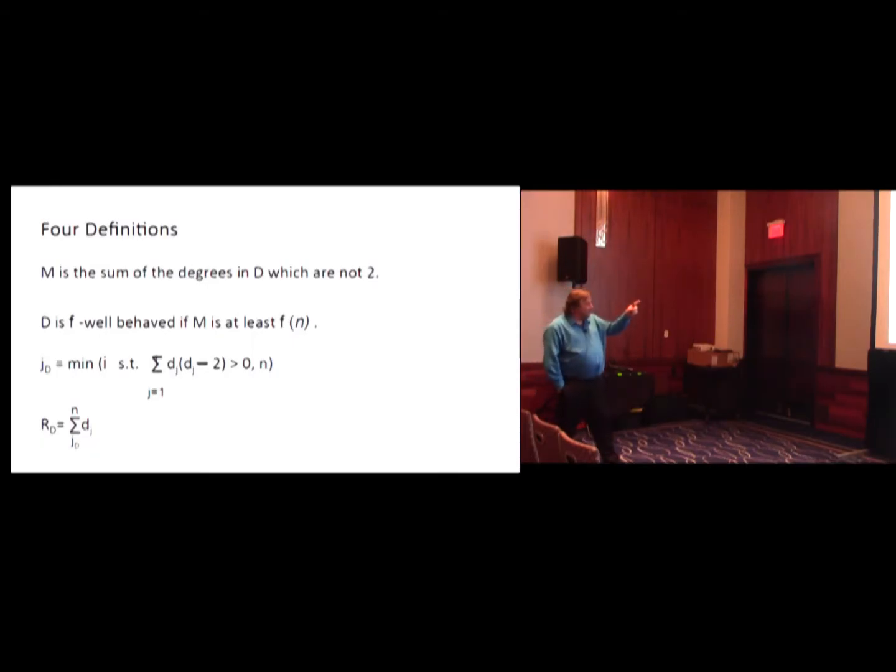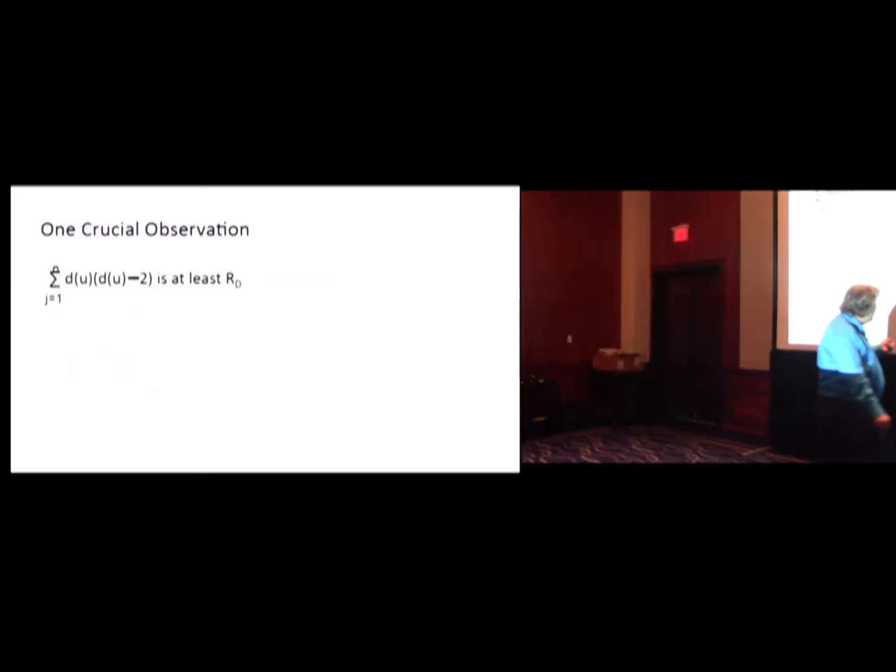And now we take the value di minus 2, and we sum it until it's 0. And then after that, instead of summing di minus 2, we just sum the degrees. So we look at jd, the first J where this sum is greater than zero, and then the thing that we're interested in is RD, the sum of the degrees after that. And then here's the point.